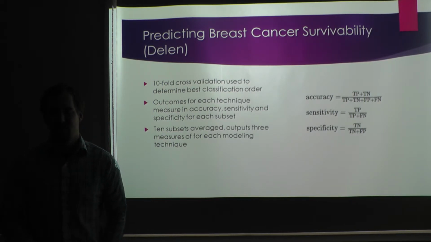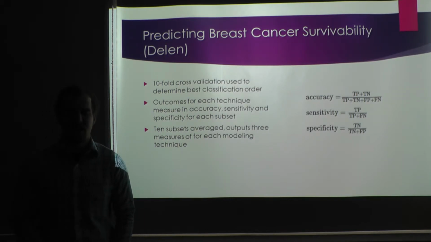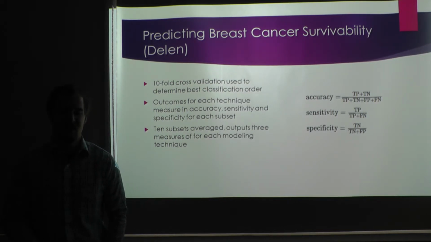So to determine the best classification order, particularly for the decision tree, they use a tenfold cross-validation algorithm, which is when 10 subsets of the data are analyzed and then averaged. So you get 3 measures for each modeling technique. We're looking at accuracy, sensitivity, and specificity, where sensitivity is the true positive rate and specificity is the true negative rate.